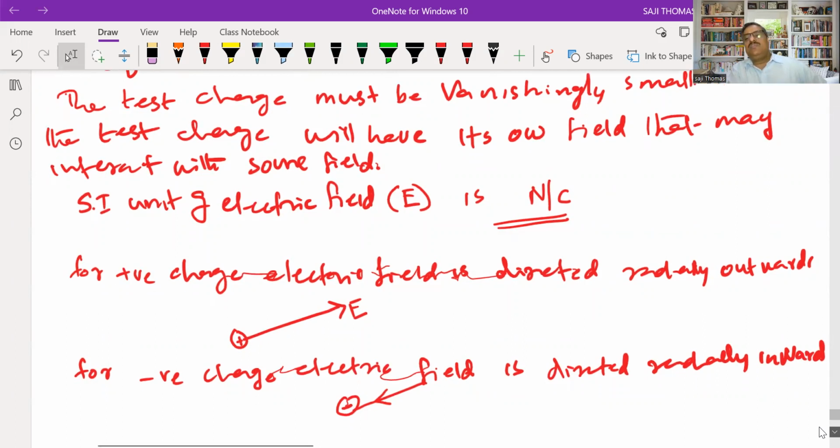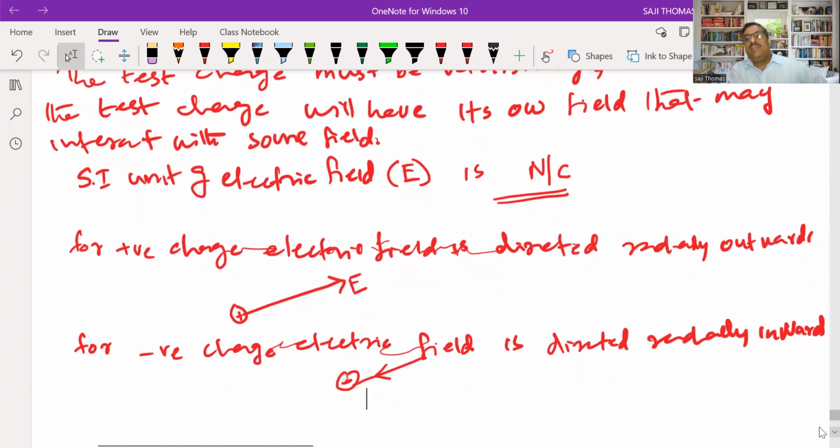What is the significance of delta Q tends to 0? The test charge must be vanishingly small. Otherwise, what will happen? The test charge will have its own field that will interact with the source field. Okay. Electric field is a vector quantity. What is the direction? For a positive charge, it is radially acting outward. For a negative charge, it is radially acting inward.